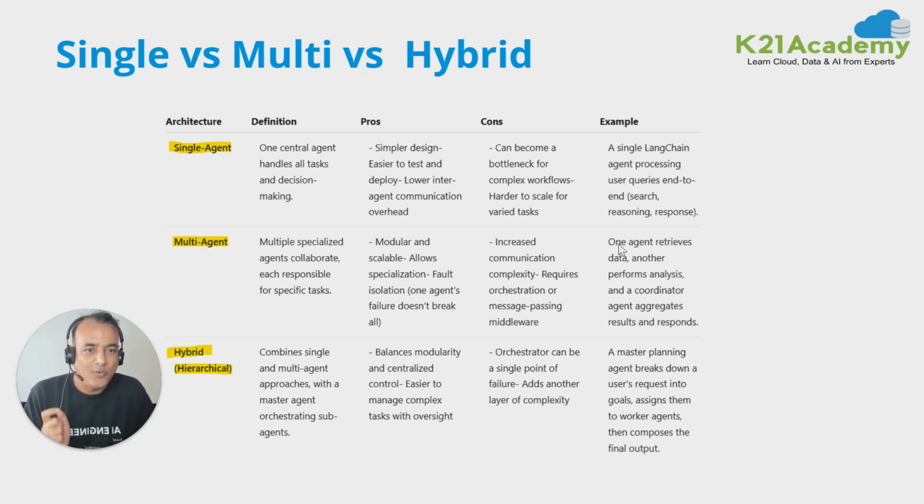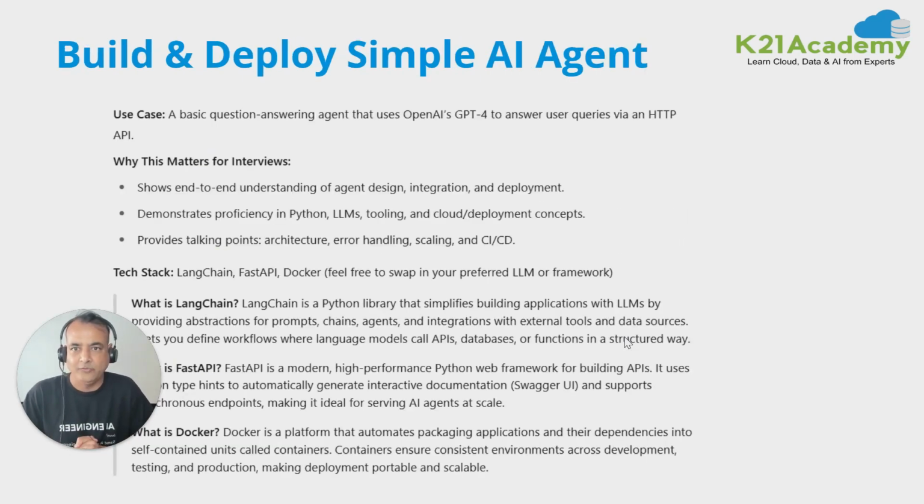So for example, one agent is retrieving the data while another one is performing analysis, and then there's a coordinator agent which aggregates results and gives the output. There's a hybrid or hierarchical approach, where you have one monitoring administrator that is orchestrating or giving tasks to others. So there's a master planner agent, which breaks down the user request into a goal and then assigns it to the worker agents. So when you're designing, maybe your architect will decide what kind of agent architecture we're going to pick. Or if you're an architect, that's the role you'll be playing as well.